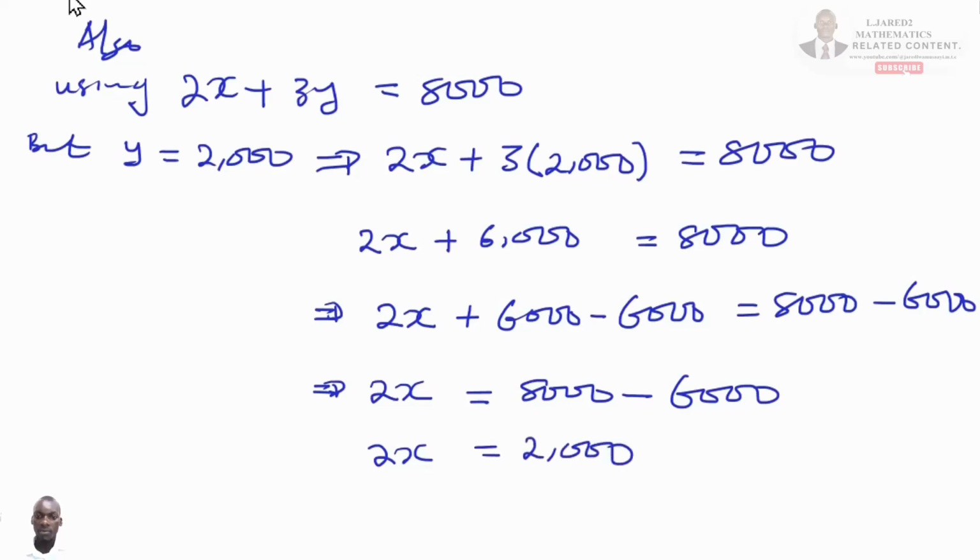So in here we have to make x the subject, and we are going to divide through by 2 on both sides. So we divide by 2, implying that our x value equals to the 2,000 divided by 2, which gives us our x being equal to the 1,000.